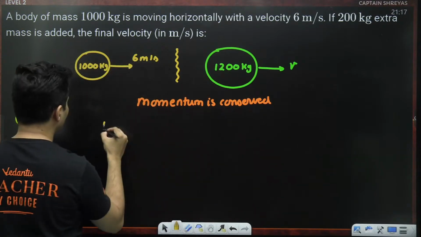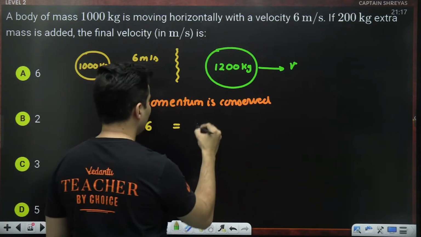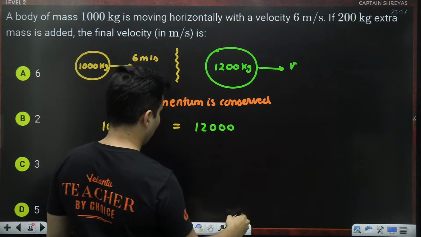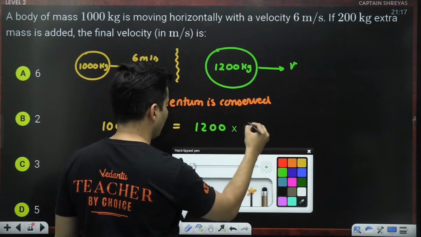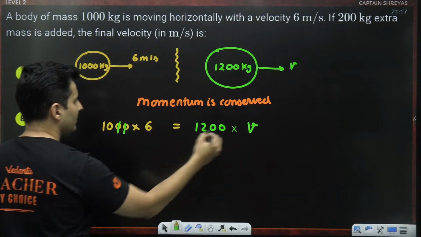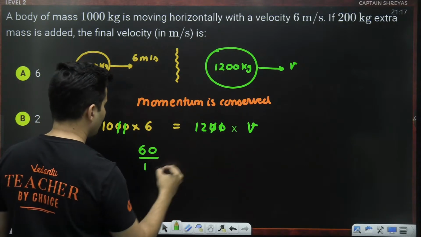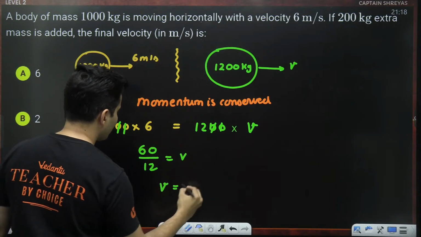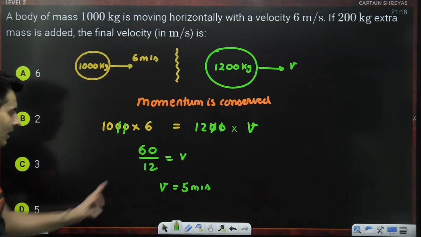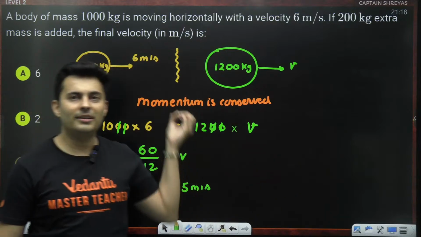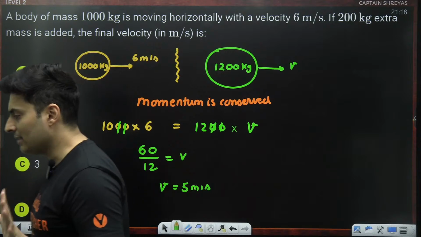So the initial momentum will be mass into velocity, which is 1000 into 6. Final momentum will be 1200 into V. So cancelling the zeros, it becomes 60 divided by 12 is V. So V is nothing but 5 meters per second. So 5 is option D for ID Delhi. Very straightforward. The small trick was momentum is conserved. If you clicked at that right moment, you will get the answer correctly.